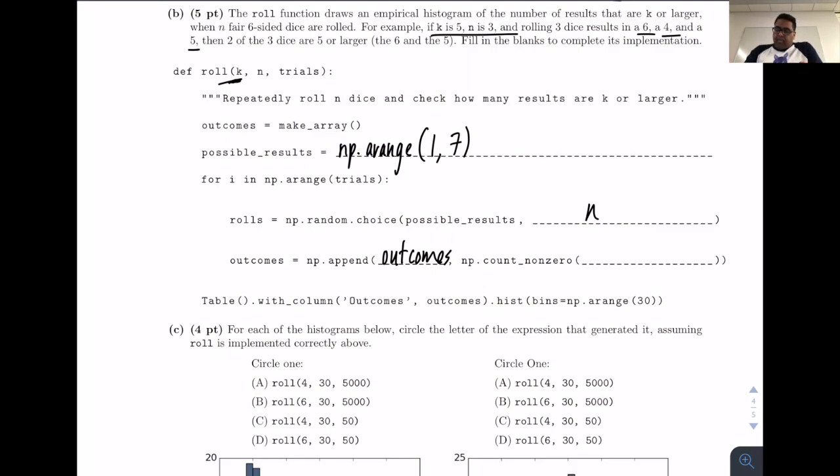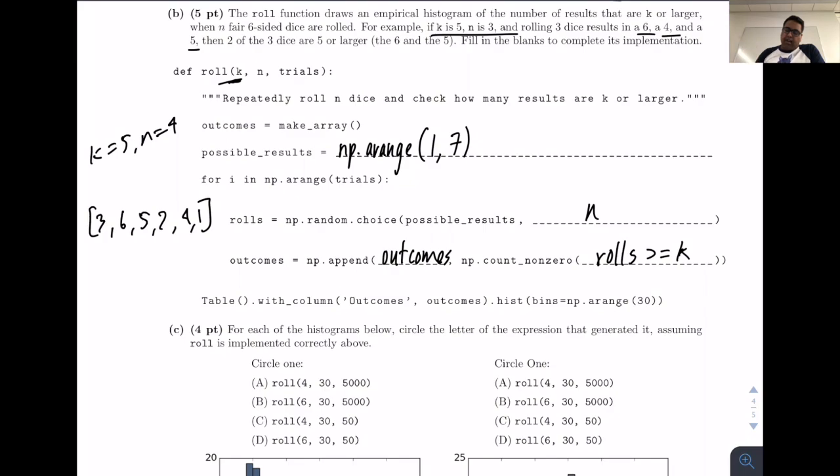And what we want to append onto outcomes is the number of times that our rolls was greater than or equal to k. We know rolls is going to take on some form. So pretend we have k equal to 5, n equal to 4. Well, our rolls array has nothing to do with k. It's just going to generate random numbers n times from the list 1 to 6. So it could look something like 3, 6, 5, 2, 4, 1, and that would obviously be with n equal to 6.